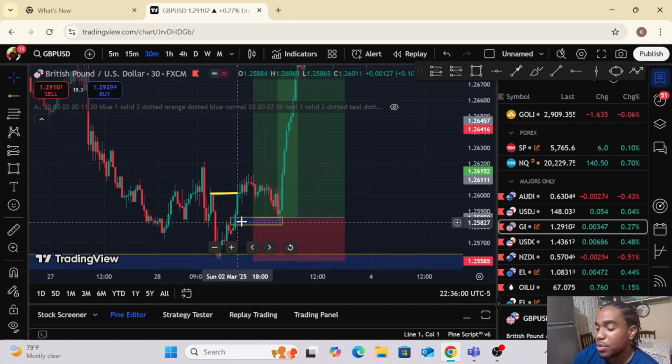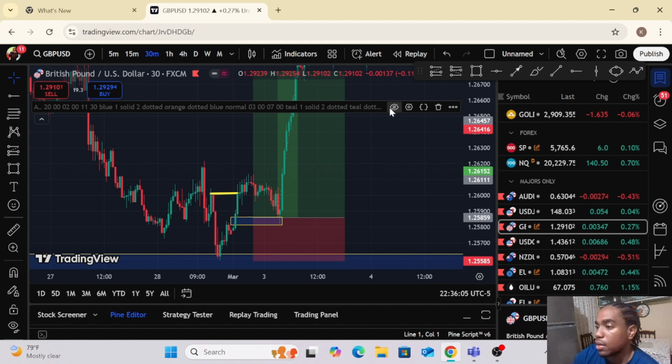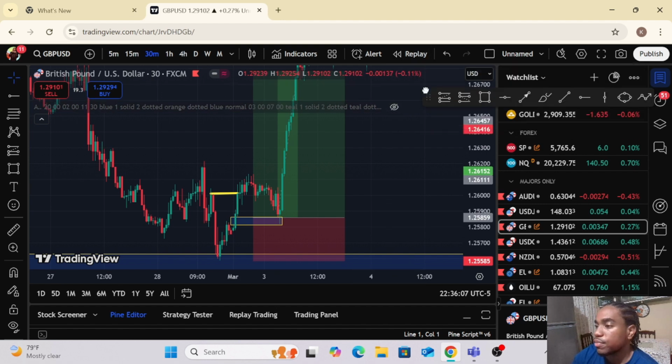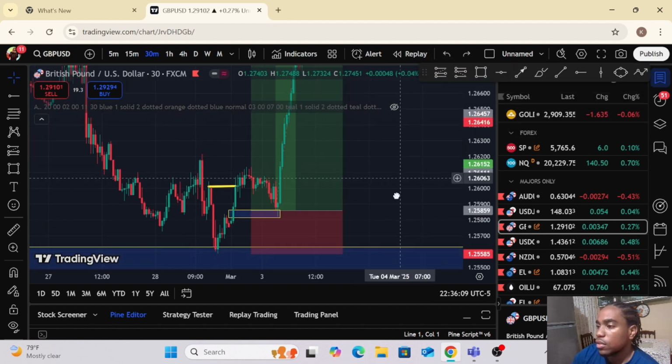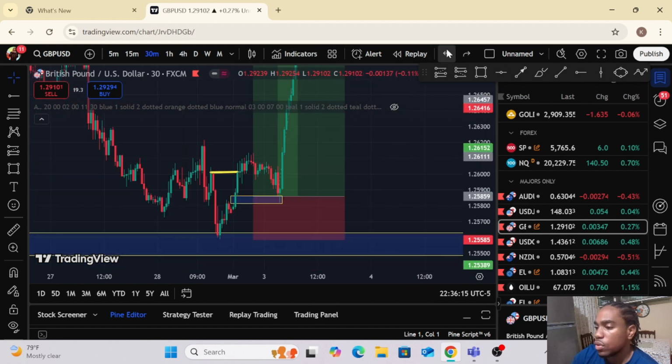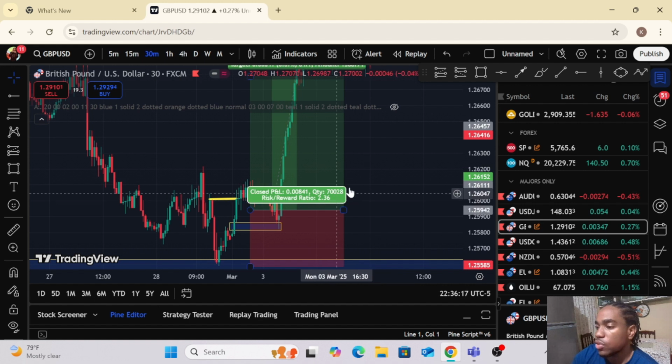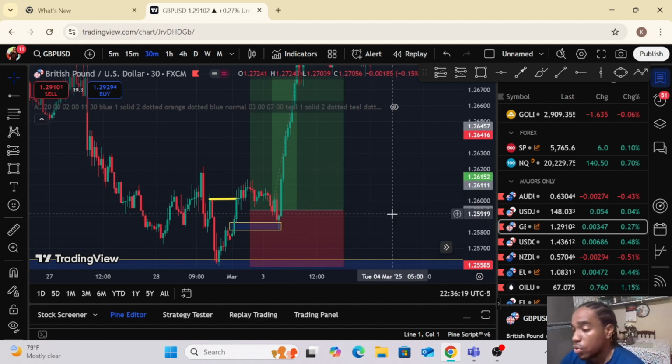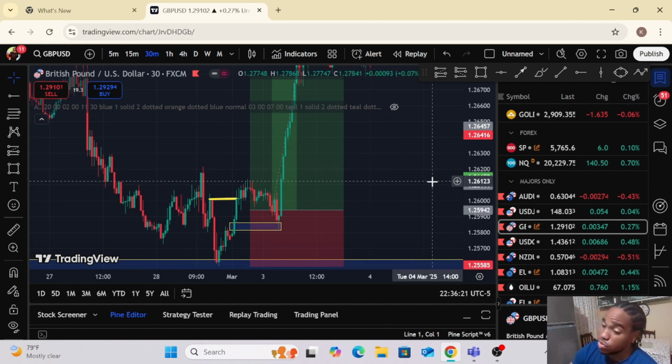We could see price did rebalance this fair value gap right here. Let me just put it back to the way that I had it. So for this trade, what I got was a 1:2.36, which is still definitely good considering the market conditions we've been having.